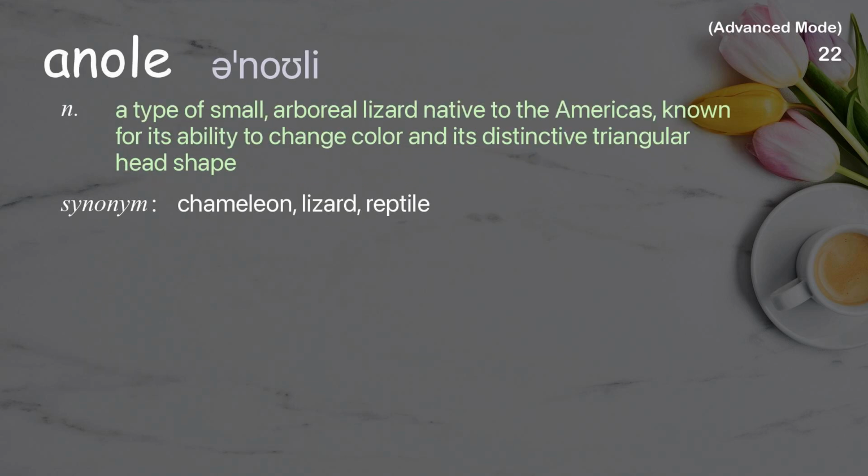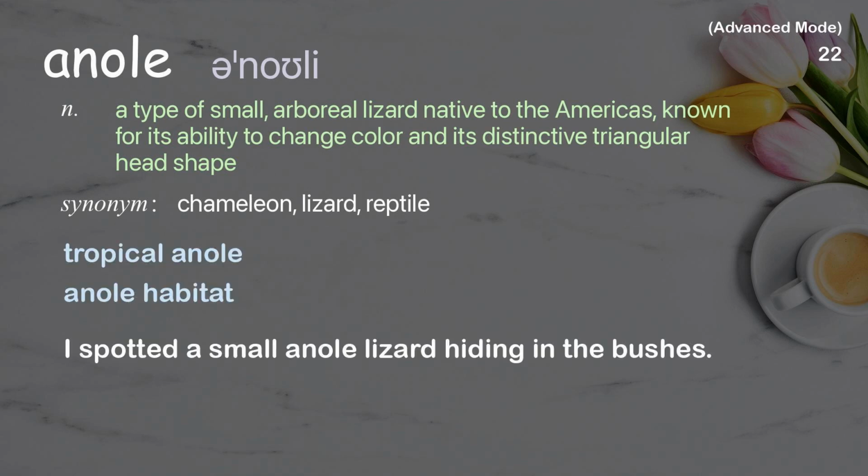Anole. A type of small, arboreal lizard native to the Americas, known for its ability to change color and its distinctive triangular head shape. Examples: Tropical anole, anole habitat. I spotted a small anole lizard hiding in the bushes.